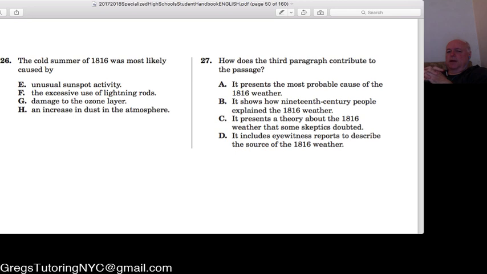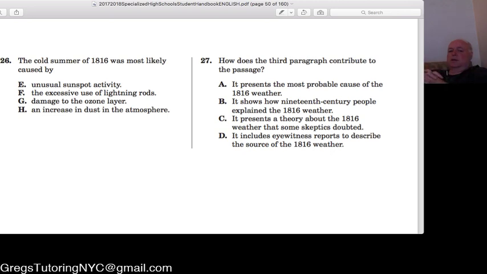27B. It shows how 19th century people explained the weather. Yes, that's all the explanations at the time. There was probably more, and it was probably people who even shot down the ones that said. But again, we're only supposed to go by what the author's stating and claiming and expressing. So B is better than A for sure, because giving how they thought about what's going on.